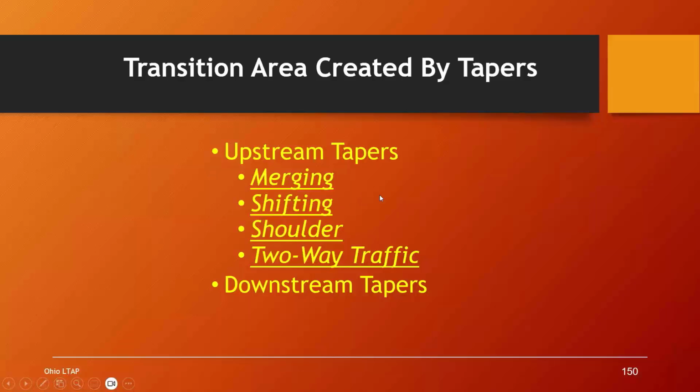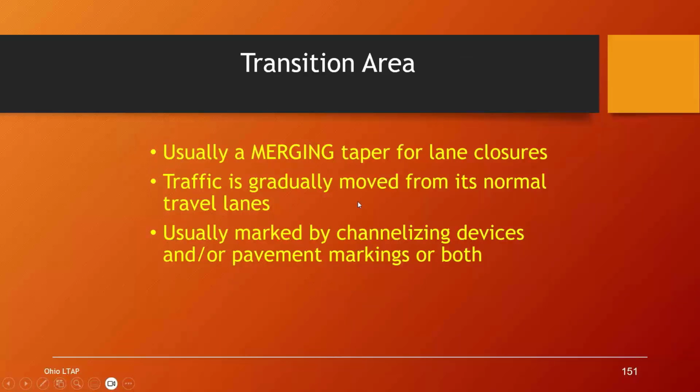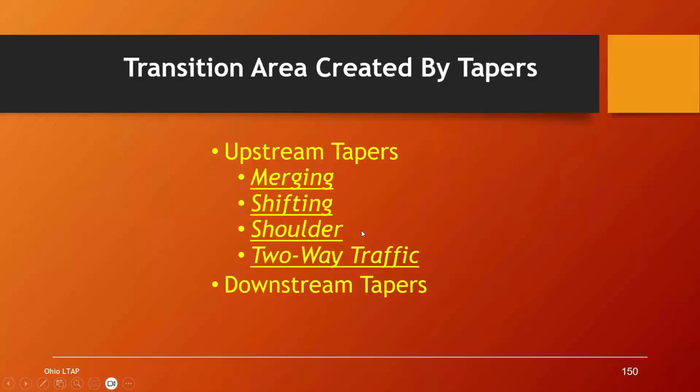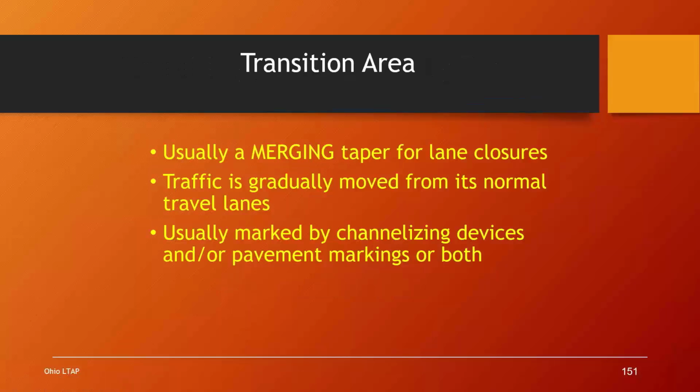Again, the merging taper is our longest taper. And then we have variations of that, like our shifting taper, shoulder taper, and then our flagging taper, also known as the two-way traffic taper, for 2-lane roads. And then we have the downstream taper, termination area, which is depicted in the typical applications.